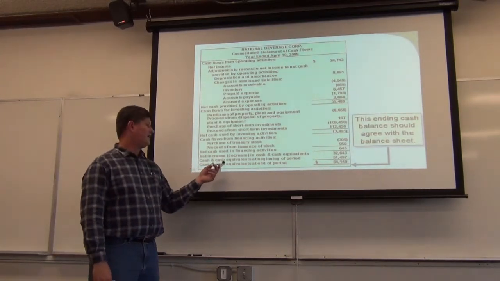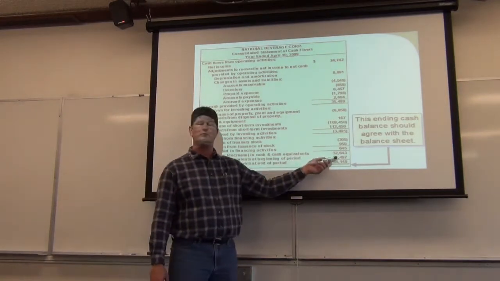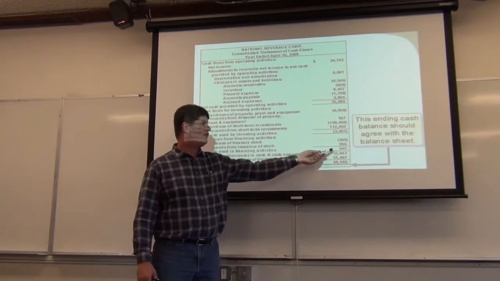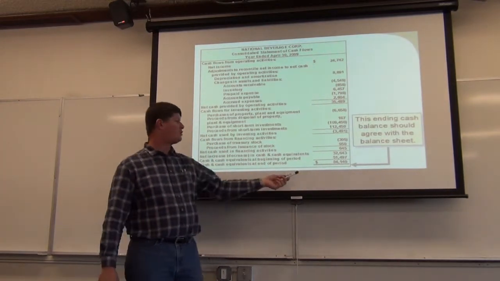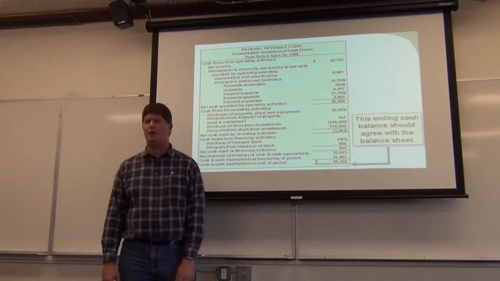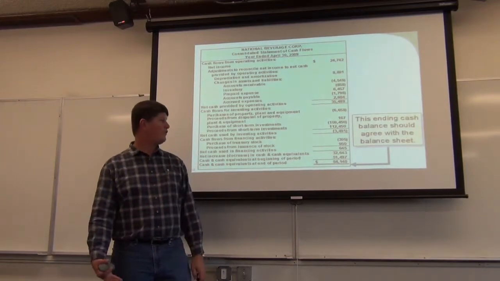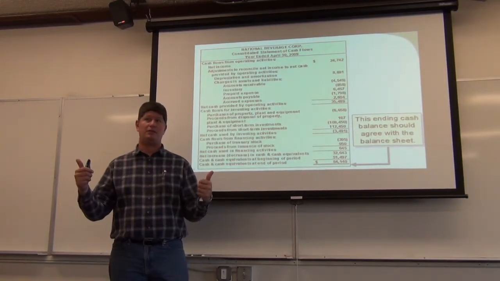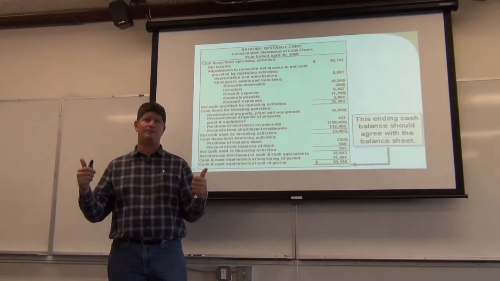The next line is cash at the beginning of the period, 51 million bucks. Add the 51 to the 32, you get cash at the end of the period. So cash went from 51 million to 84 million. It's a good thing, right? It's going the right direction? Okay.